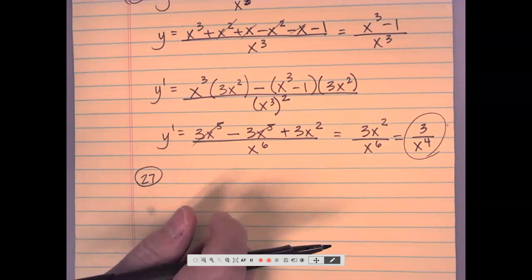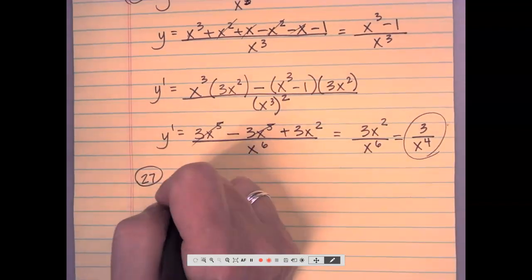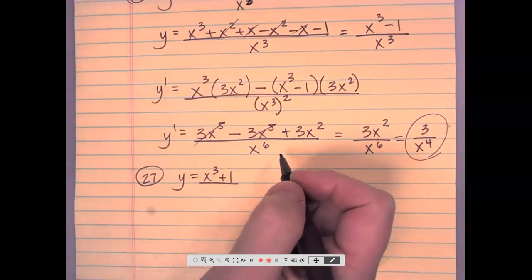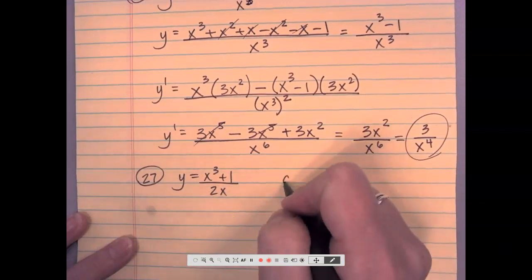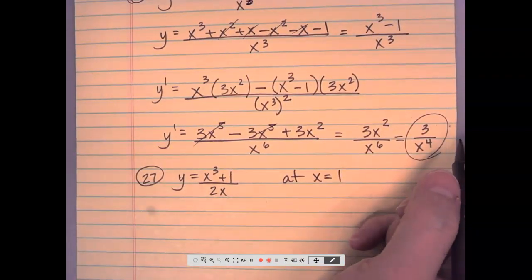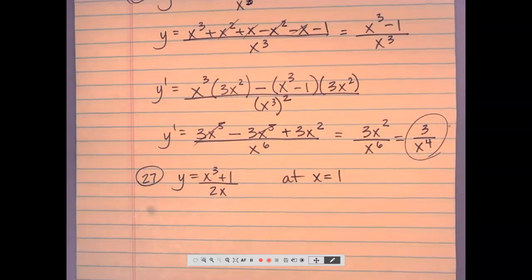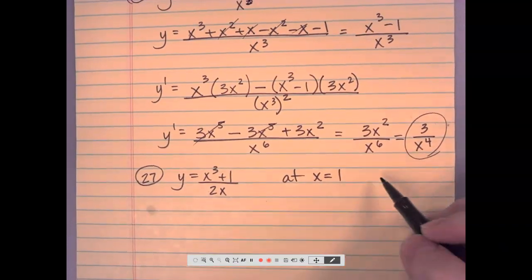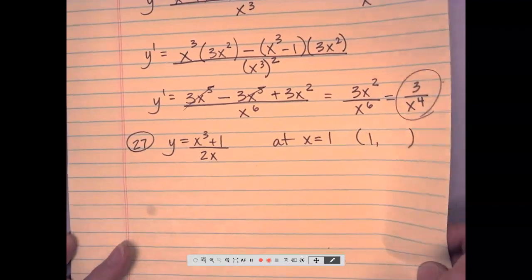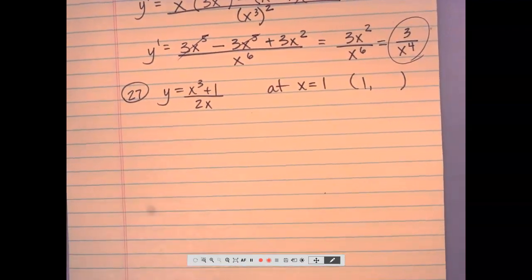Find an equation for the line tangent to the curve at the given point. 2x at x equals 1. Okay, equation for the tangent line. So to write that, I need the slope, which I will find the derivative for that, and I need a point. Well, I have half a point. I have the x coordinate. So to find the y coordinate, I will do what? Plug 1 into the original function.